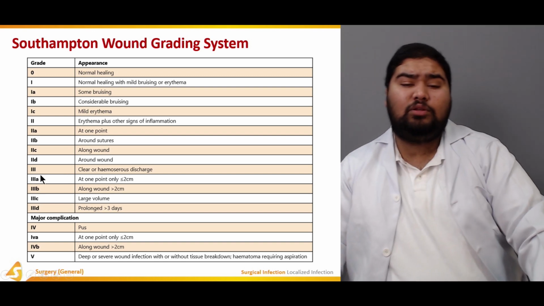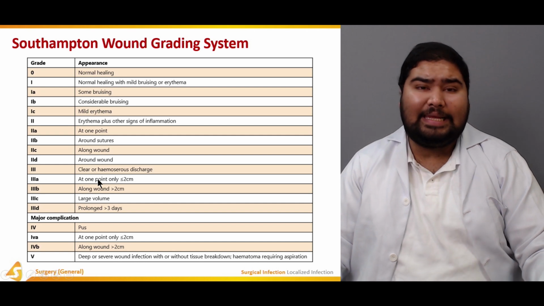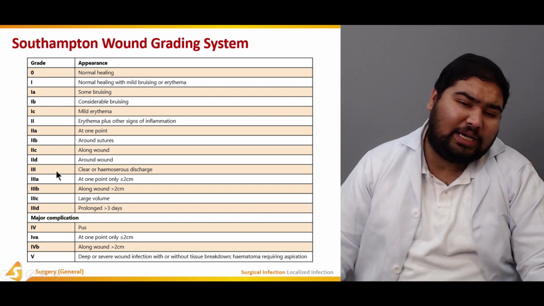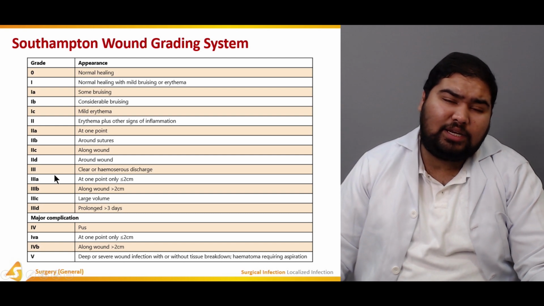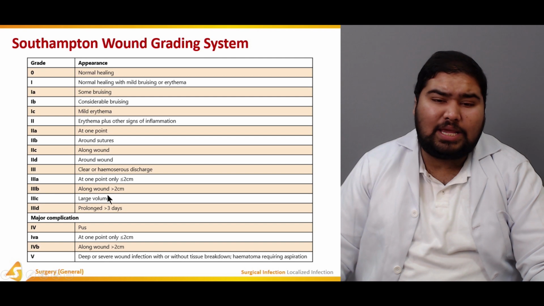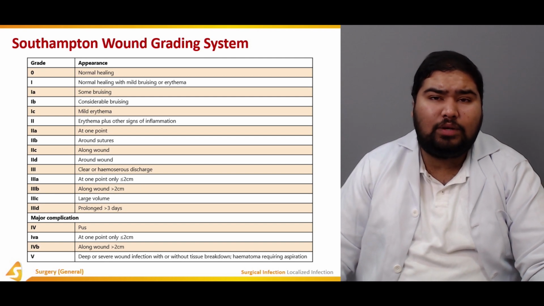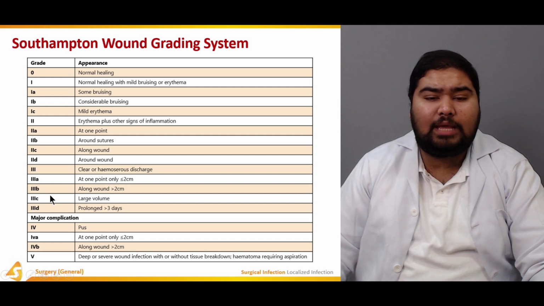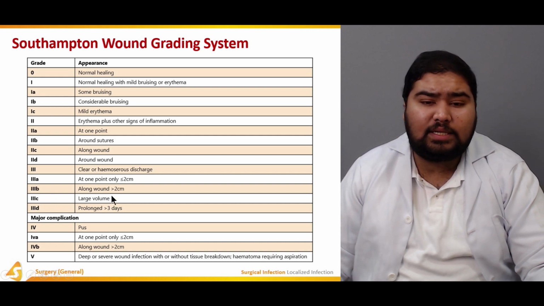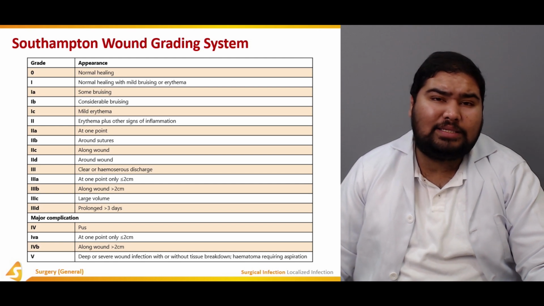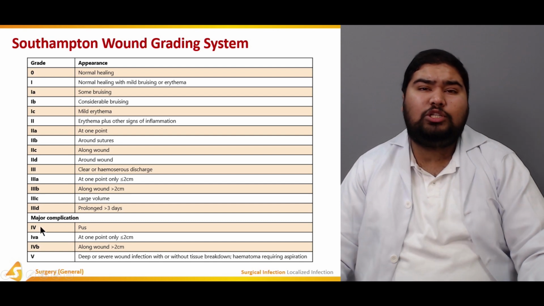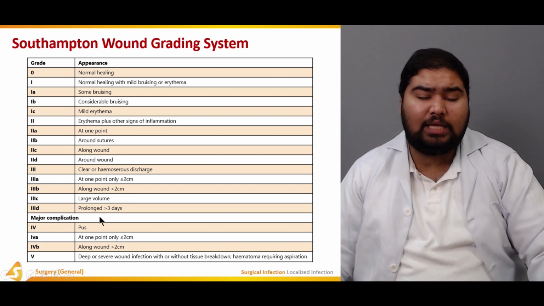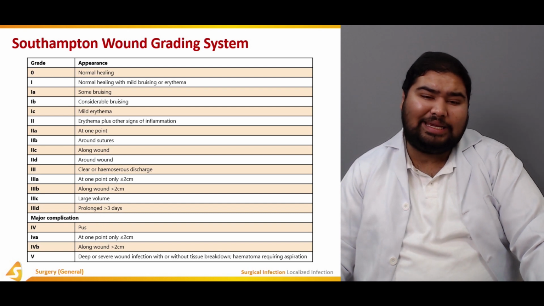Now let's come to grade 3 of a wound. In grade 3, there's clear or hemoserous discharge. So when a wound starts discharging, it goes to grade 3. Now grade 3 is again divided into 3A, B, C and D. 3A is discharge at one point only, and this point is less than or equal to 2 centimeters. Now 3B is clear or hemoserous discharge along the wound, and this is greater than 2 centimeters. Grade 3C has a large volume discharge, and grade 3D is prolonged discharge for more than 3 days.